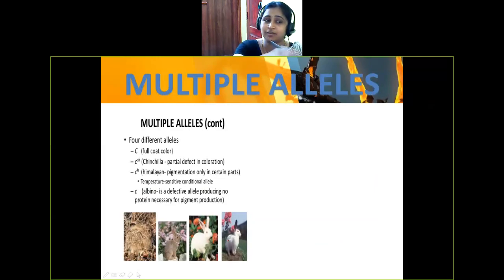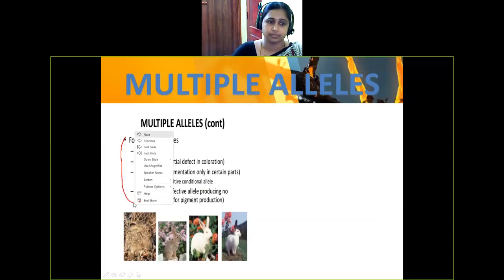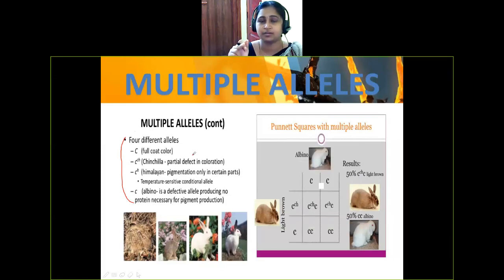Now how do the same multiple alleles express their genotypes? Here you can see, this is a genotype, and this is a Punnett square, to find the combination. If two different parents with two different colors are there, what will be the genotype of the offspring?